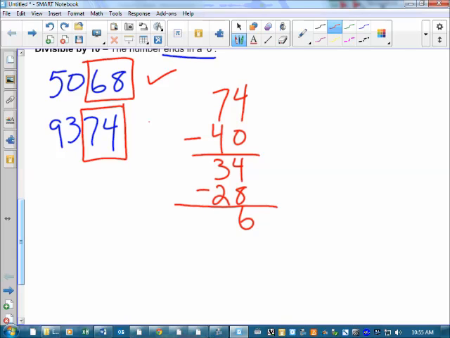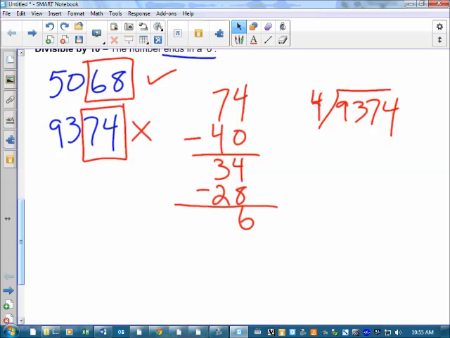Does 4 go evenly into 6? No, it doesn't. So that means 4 does not go evenly into 9,374. Okay. Now again, like I said, if you wanted to do it the long way, 4 into 9,374, you want to do long division, go ahead, as long as you're not using your calculator.